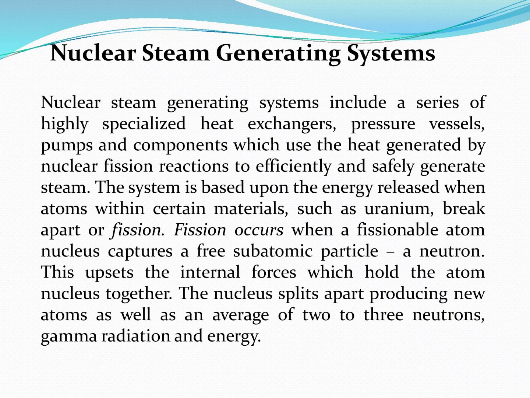The system is based upon the energy released when atoms within certain materials, such as uranium, break apart, or fission. Fission occurs when a fissionable atom nucleus captures a free subatomic particle, a neutron. This upsets the internal forces which hold the atom nucleus together. The nucleus splits apart, producing new atoms, as well as an average of 2 to 3 neutrons, gamma radiation, and energy.